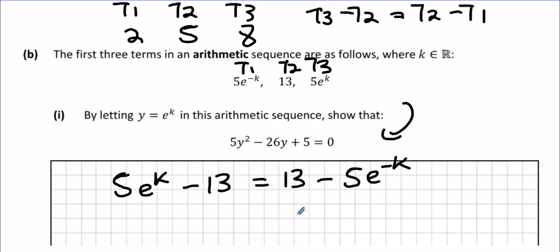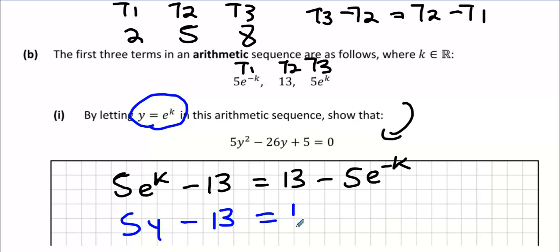Okay, next thing. Do you see the way it says y equals e to the k? What would be a good attempt at trying to get the mid partial here? Change that to 5y. Is that all right? Now there is a problem here. That's not e to the k. That's e to the minus k. Is there any way you can change e to the minus k to e to the k?